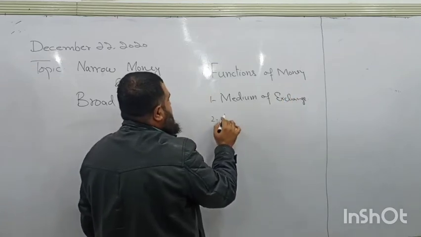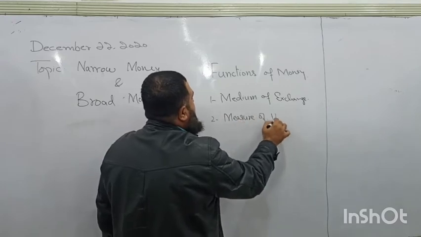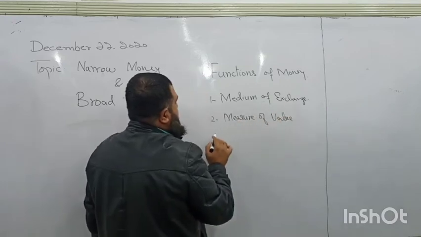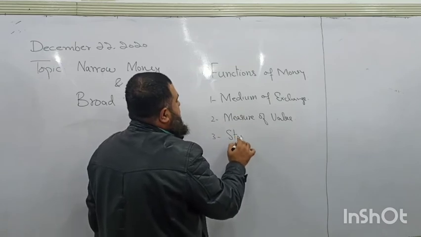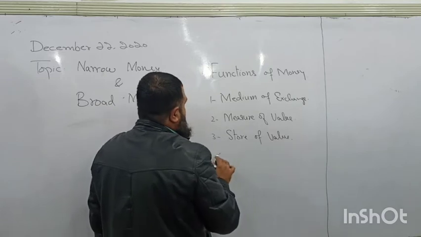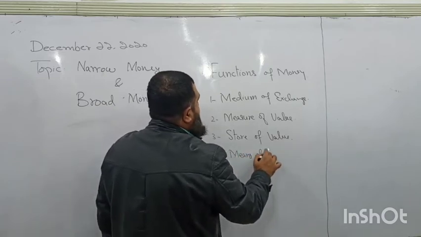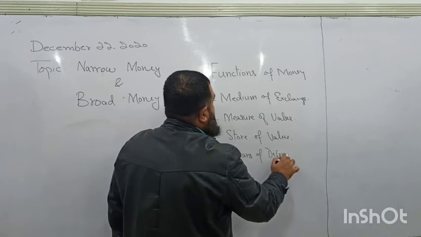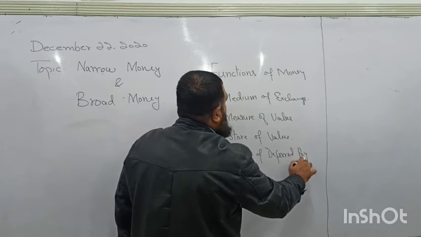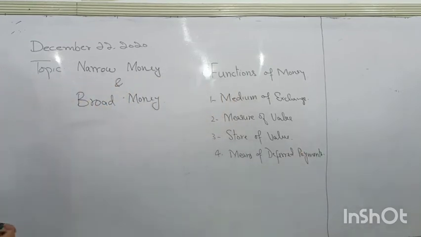And second is measure of value or unit of account. We measure the value of everything in terms of money. And third is store of value. We store our wealth in the form of money. And last one is called means of deferred payment. Like all types of borrowed money, they can be paid back in the form of money along with interest. So these are the 4 functions of money.